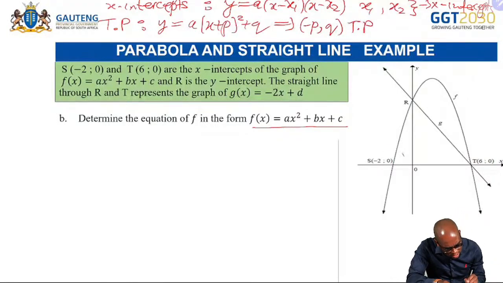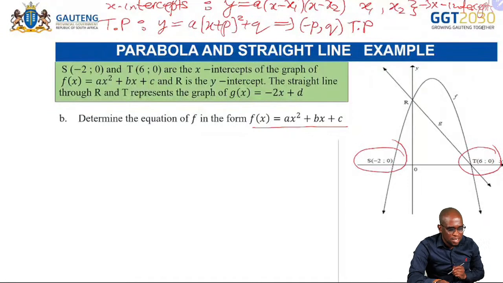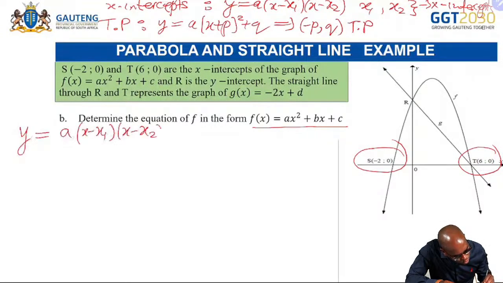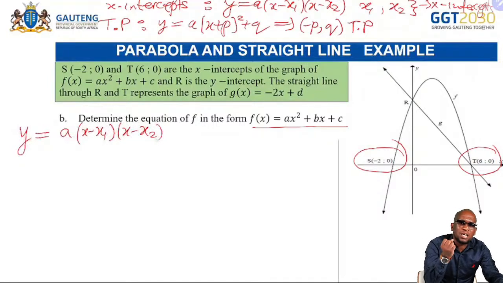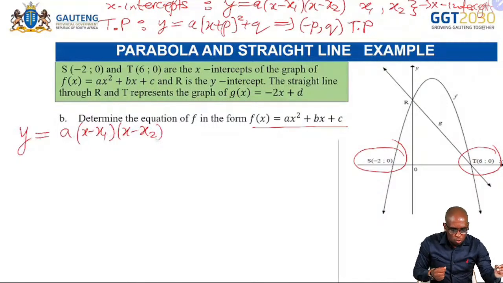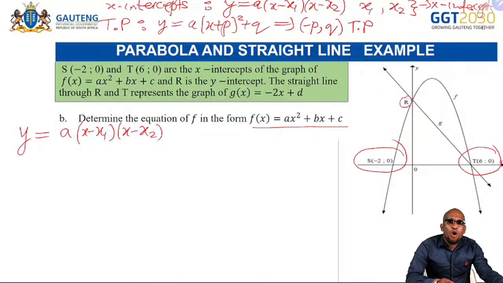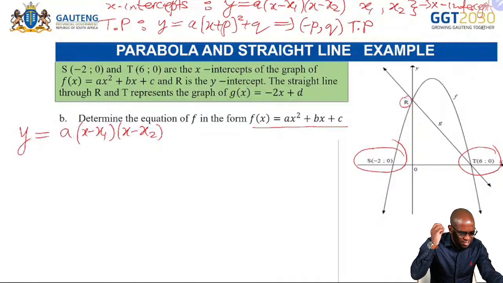Now, if we check on the graph, we are given the two x-intercepts. So we are going to use the first form: y equals a into (x minus x1)(x minus x2). But it is important to note that here, you always need those x-intercepts and an additional point. So we will also need another point on the parabola. In this case, you can see we have point R. Point R is the y-intercept of the parabola as well as the straight line.